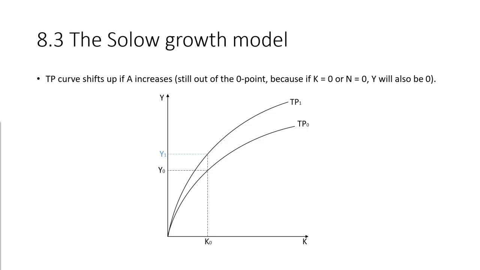And as you will notice, the origin point starts at 0. So if capital is at 0, output will be at 0. If labor is at 0, output will be at 0. It doesn't matter how productive you are, if you don't have capital or labor to produce, your output will be 0.